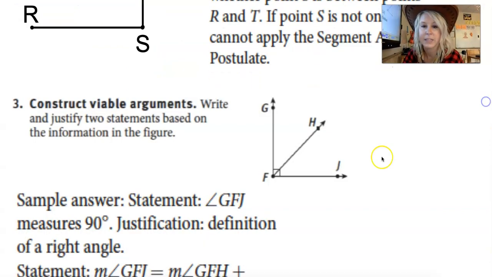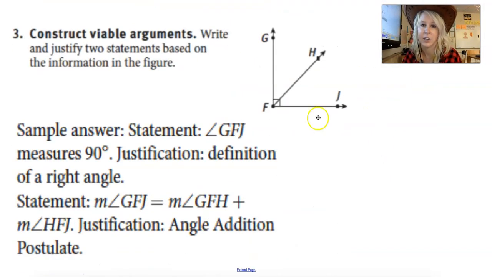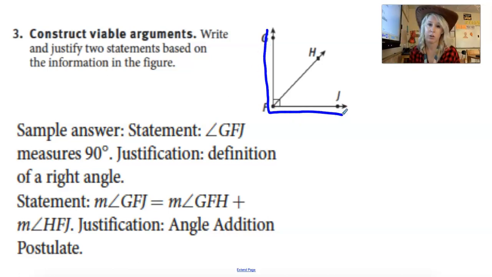Last but not least, write and justify 2 statements based on the figure. So there are lots of answers, and here's a sample one. A sample one would be angle GFJ. This angle measures 90, so equals 90, and the reasoning would be that's the definition of a right angle. Okay, that's one example.